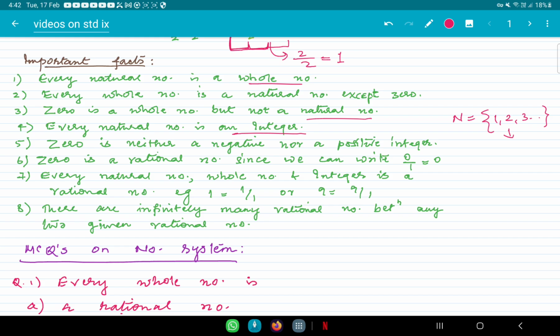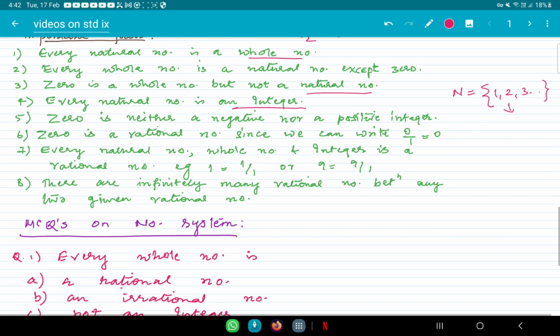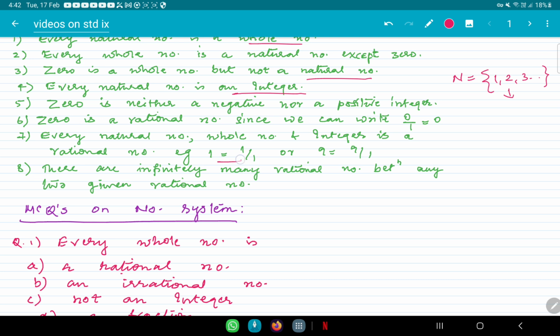Every natural number, whole number and integer is a rational number, yes, because 1 can be represented as 1/1, 9 can be represented as 9/1. Okay, suppose it is -101, so it can be represented as -101/1. Dividing by 1 means we can represent any number by 1, because when we divide by 1, there is no effect on our given number. The number will be as it is. So we can divide it by 1.